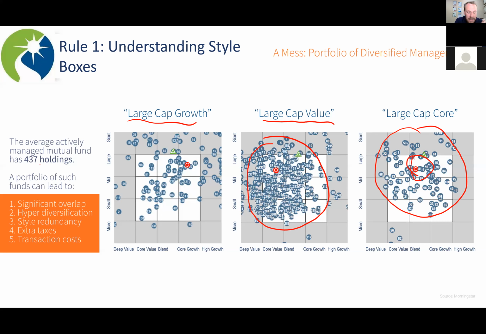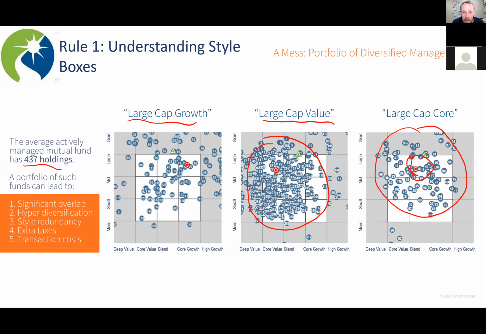Also important to realize that the average actively managed mutual fund is holding 437 different holdings. My goodness, there are only like 490 stocks on the S&P 500. We're practically an index fund like that. There are so many different holdings. What are we even doing there? Might as well just join the index and at least we're getting the performance.